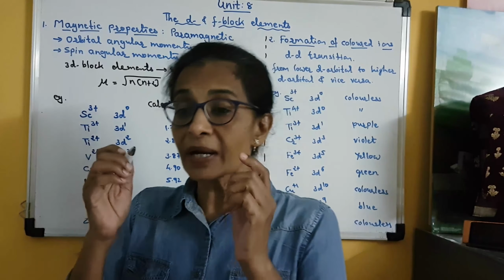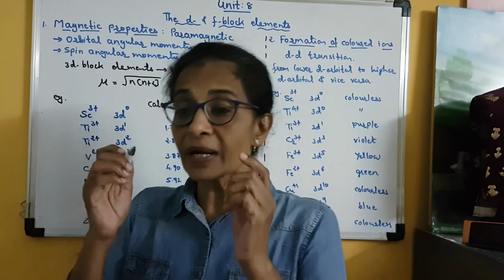Clear? But in this topic, magnetic property, we are discussing 3D block elements. As per the definition of transition elements, they have incompletely filled D orbitals, meaning there is presence of one or more unpaired electrons in the 3D orbital, and that is why these elements are paramagnetic.